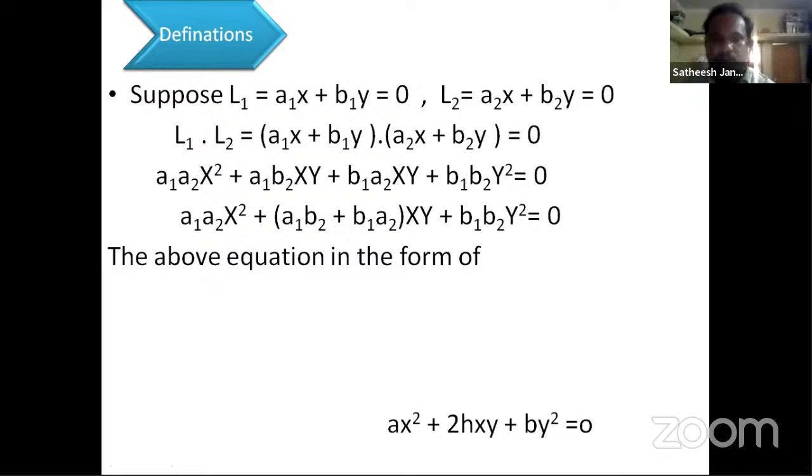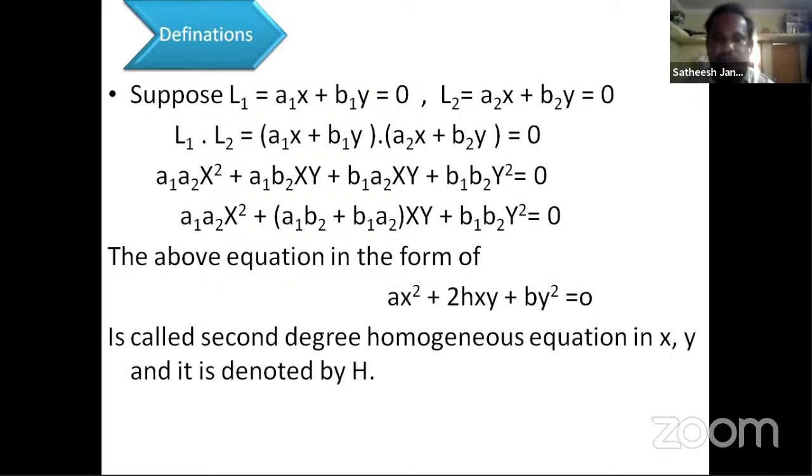That is in the form of ax square plus 2hxy plus by square is equal to 0. This is called a second degree homogeneous equation. Why? Because the locus of the product of lines is the origin. That's why this is called homogeneous.